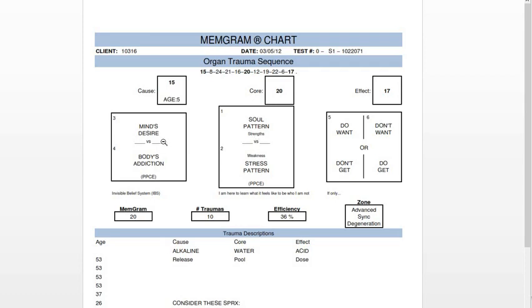Now, if we move to the cause dichotomy, what organ is in your cause? The left big box is the cause dichotomy, represented by your mind's desire versus your body's addiction. So what we're saying here is that where the core dichotomy is your soul pattern versus your stress pattern, plan for your life versus the plan against your life, your cause dichotomy is that your body is addicted to exactly the opposite of what your mind desires, because it confuses intensity with happiness. Your mind's desire stems from your soul pattern.